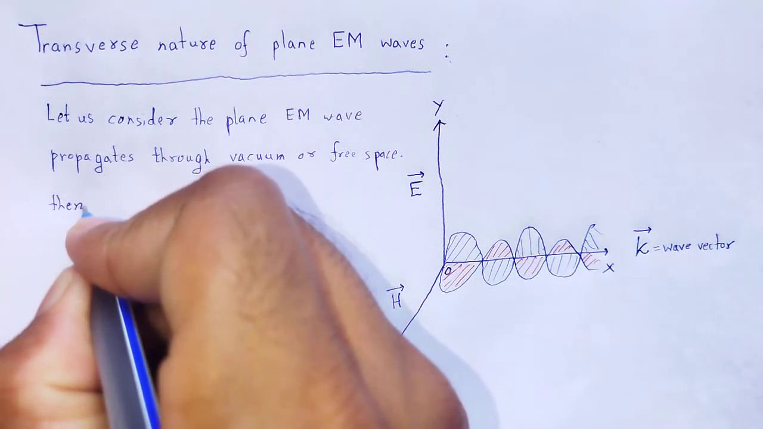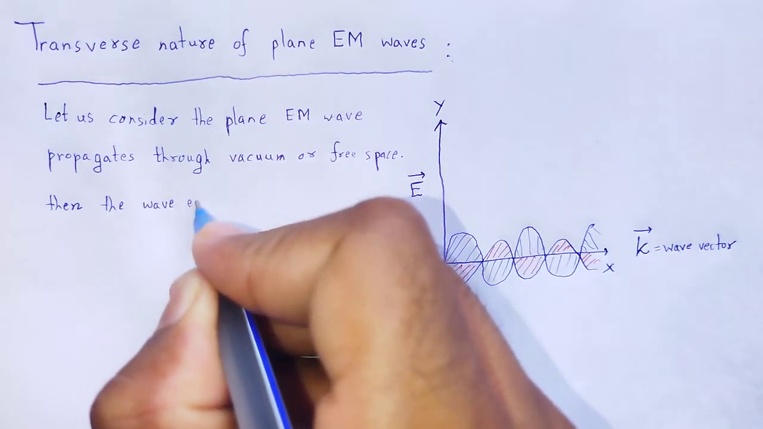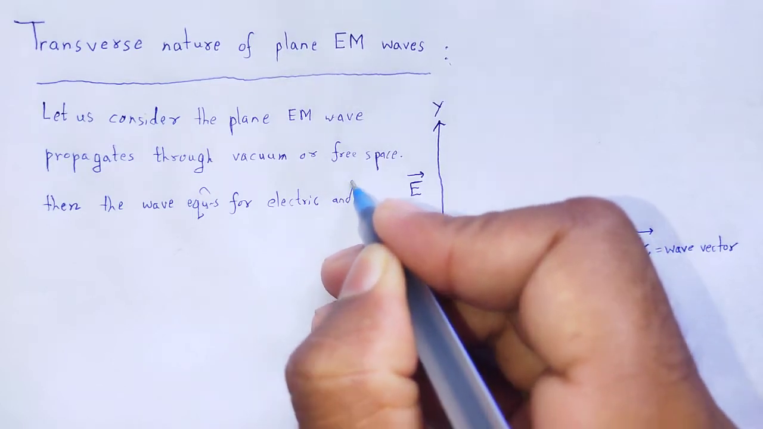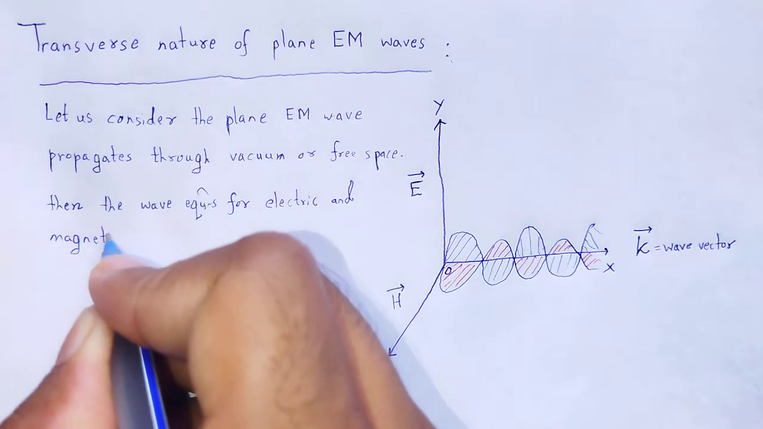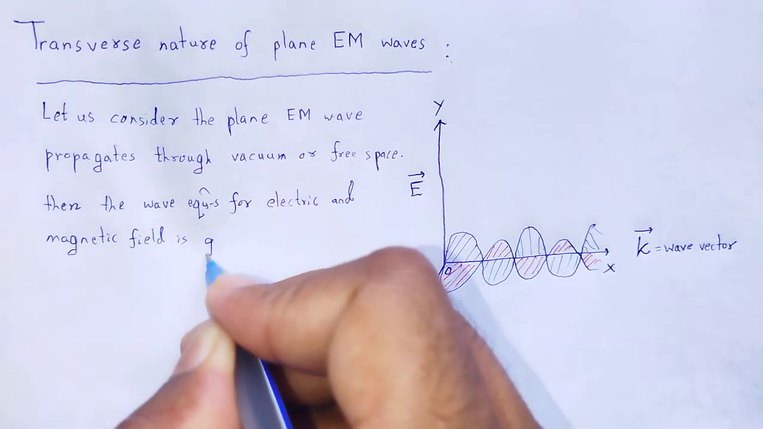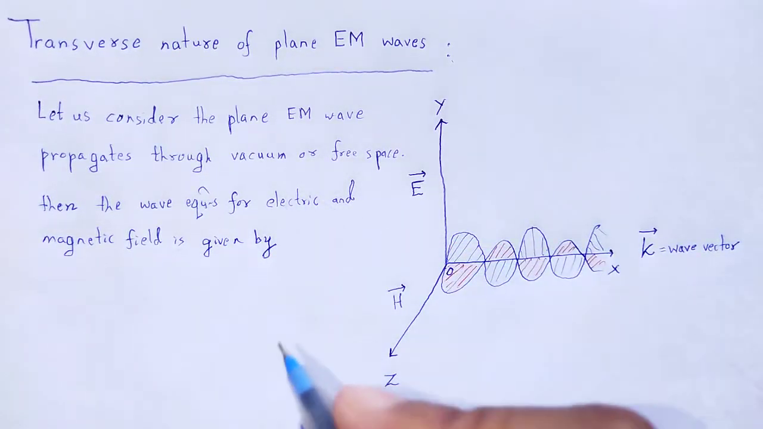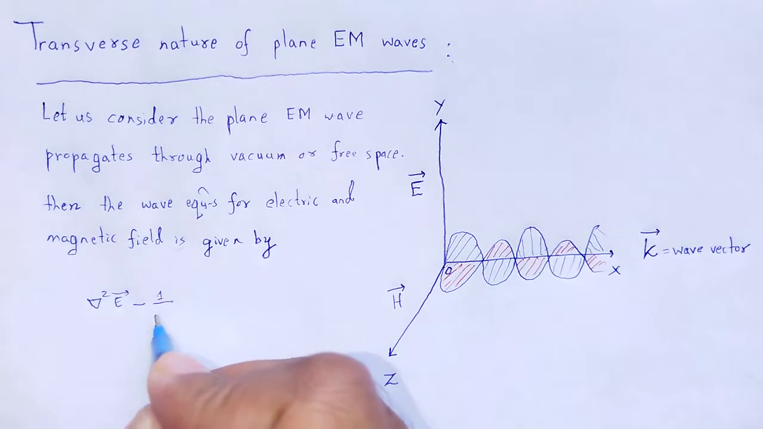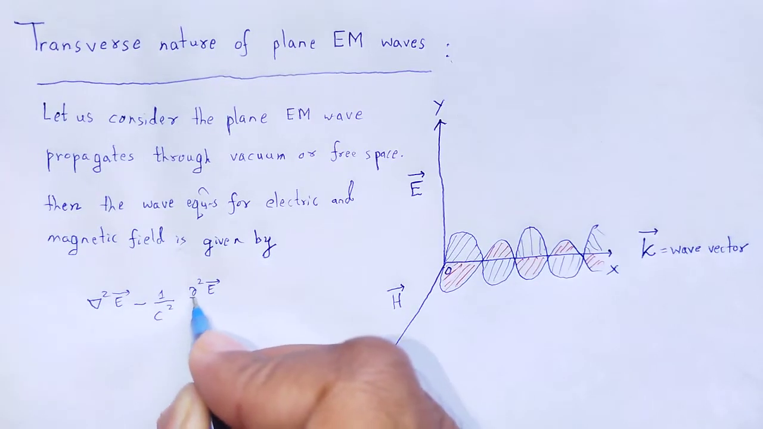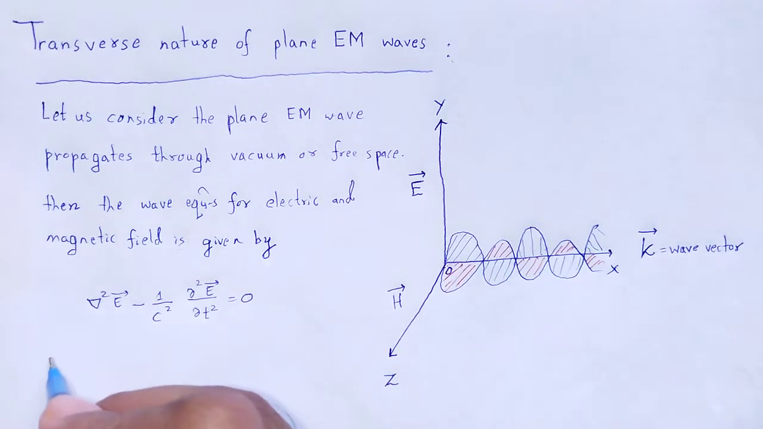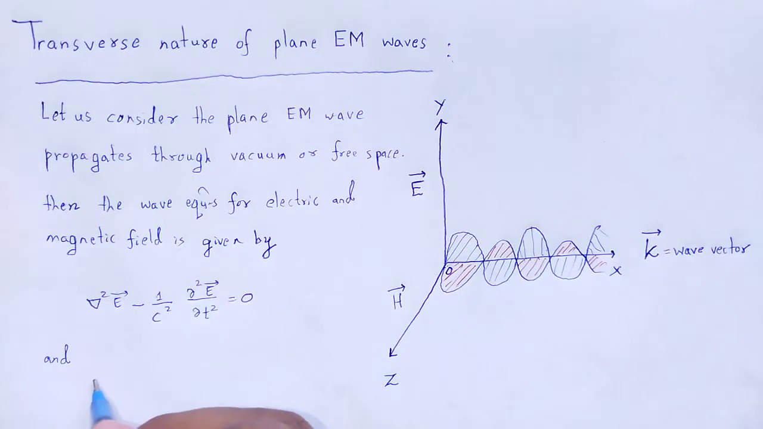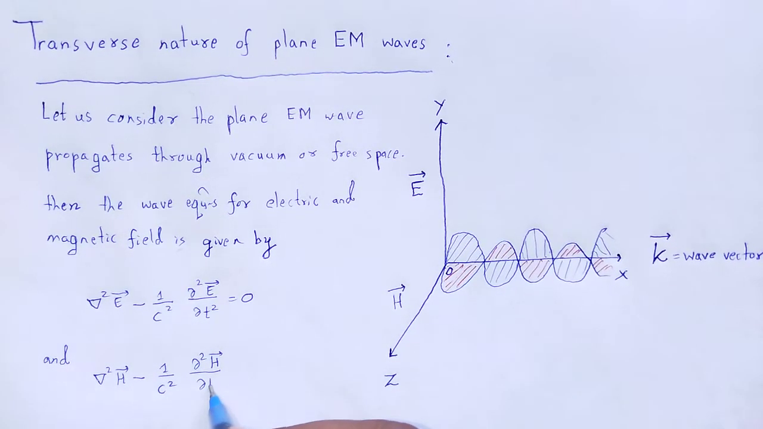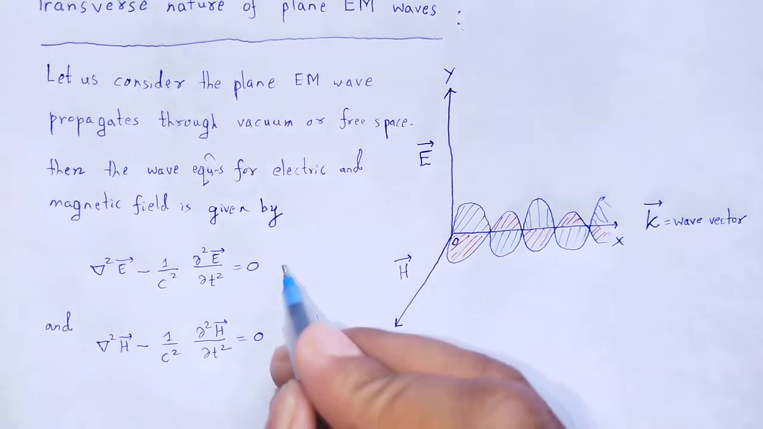Then the wave equation for electric and magnetic field is given by, we have already derived, for electric field: grad square E vector minus 1 by c square del square E by del t square is equal to 0, and for H vector: grad square H vector minus 1 by c square del square H vector by del t square is equal to 0. These two.